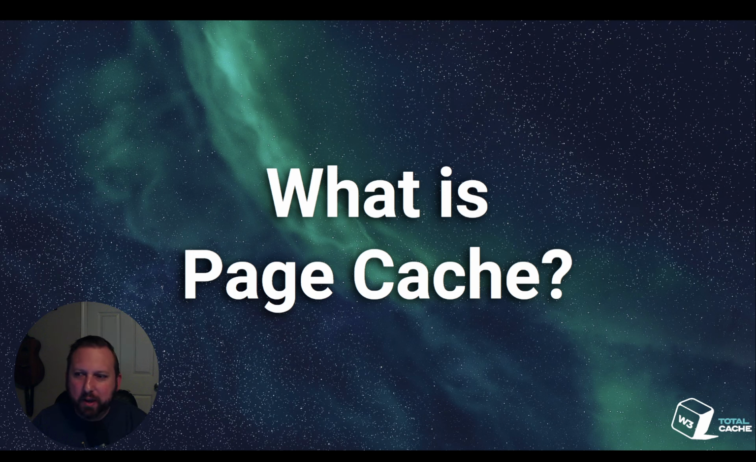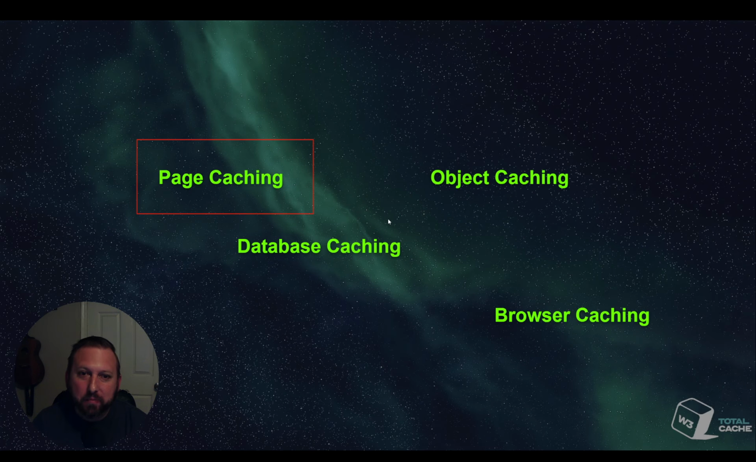Hi everybody, this is Brad with W3 Total Cache, and today we're going to take a look at page caching. Now there's different types of caching. There's page caching, which is what we're looking at, but there's also object caching, database caching, browser caching. But again, today, just page caching.